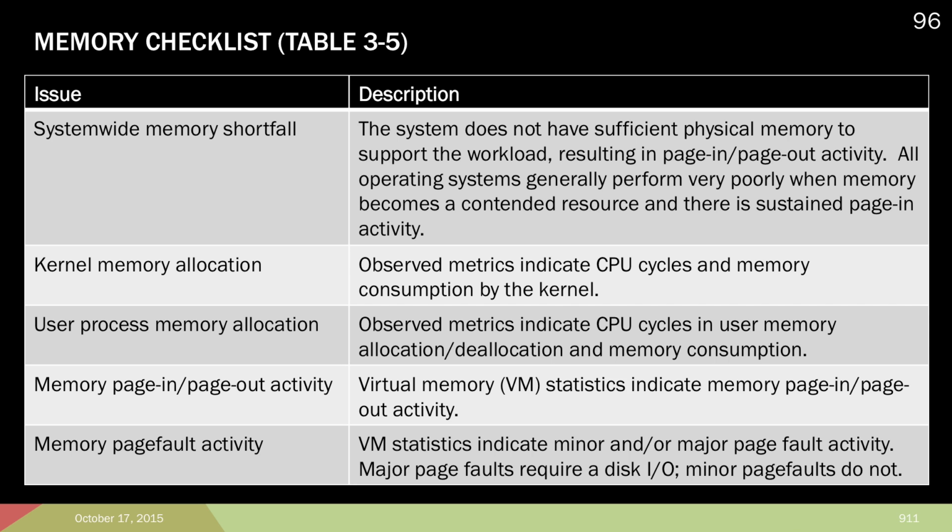Memory checklist. System-wide memory shortfall: the system does not have sufficient physical memory to support the workload, resulting in page in, page out activity. All operating systems generally perform very poorly when memory becomes a contended resource and there is sustained page in activity. Kernel memory allocation: observed metrics indicate CPU cycles and memory consumption by the kernel. User processes memory allocation: observed metrics indicate CPU cycles and user memory allocation, deallocation, and memory consumption.